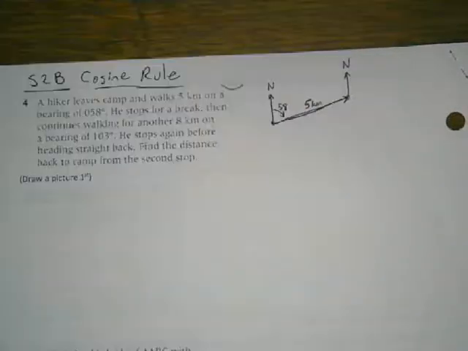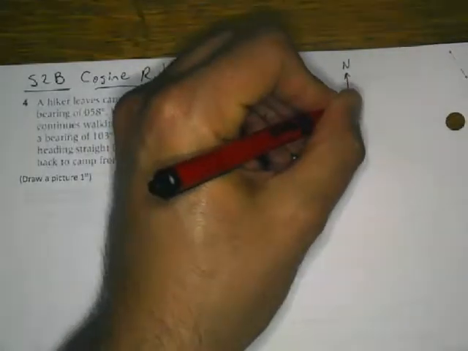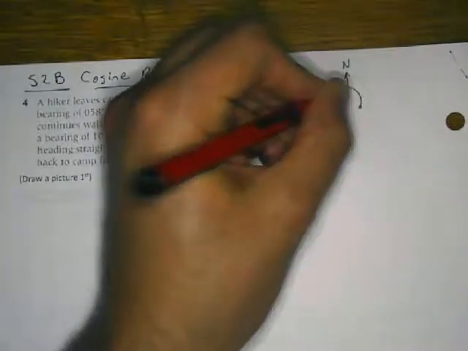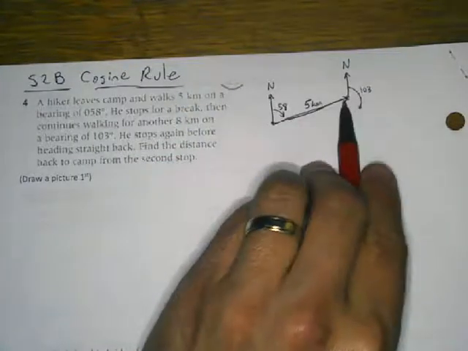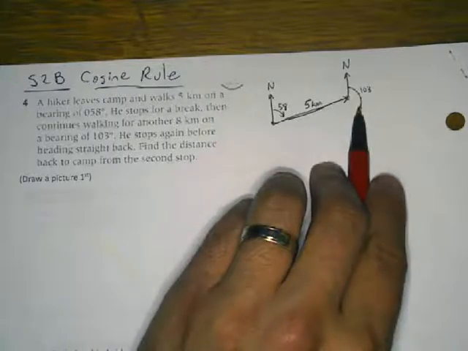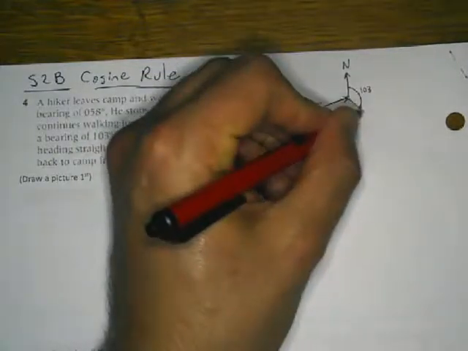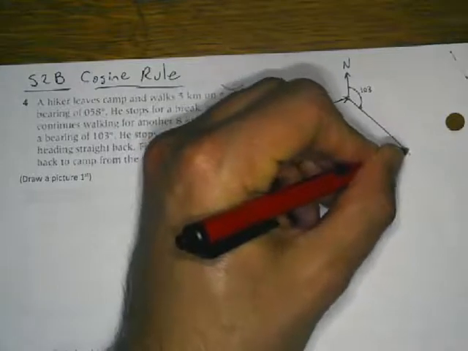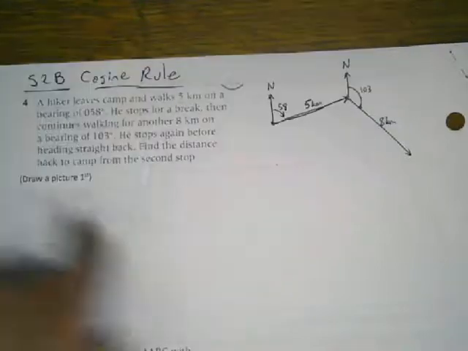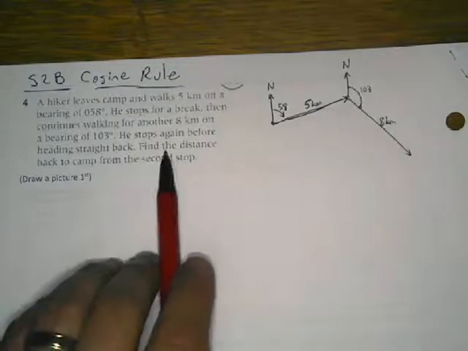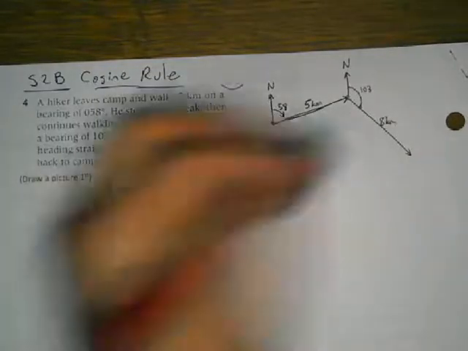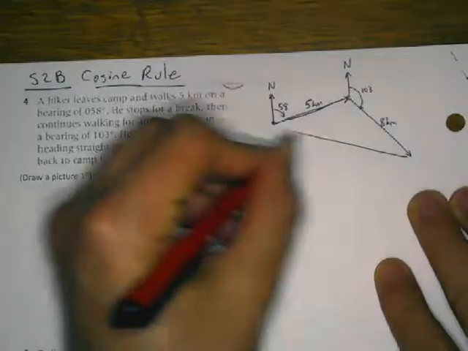So here's north again. And if we're going 103 degrees, we're twirling 103 from here. If it was 90, it would go straight to the west. But 103, we're going a little bit southwest. So we're going southwest, and we're going 8 kilometers at a bearing of 103, and then we head straight back to where we started.